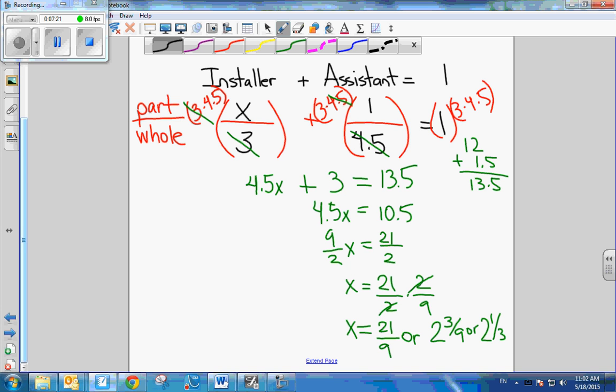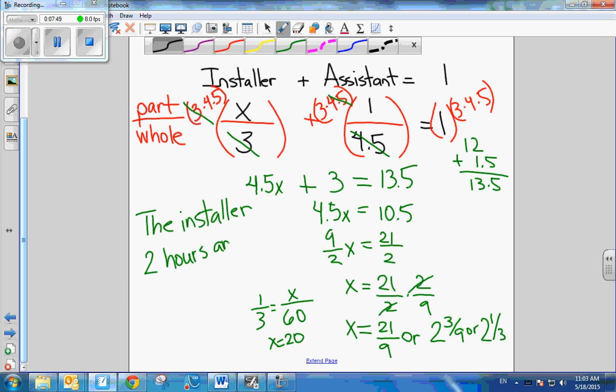So it will take the installer 2 1/3 hours. But again, do you ever tell someone, that's going to take me 2 1/3 hours? Of course not. We have to change that 1/3 into minutes. So 1/3 of an hour is how many minutes? Some of you probably are hopping in your seats because you know this. It is 20 minutes. So it's going to take the installer 2 hours and 20 minutes to complete the job.